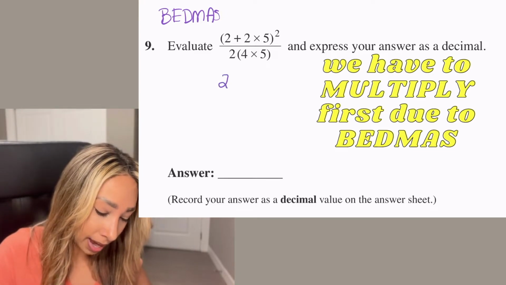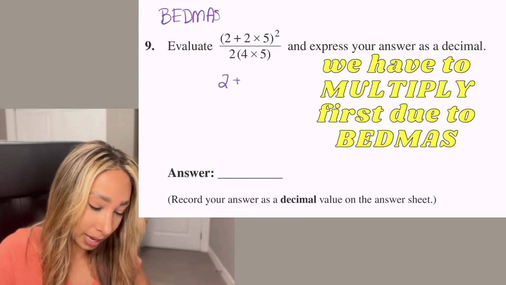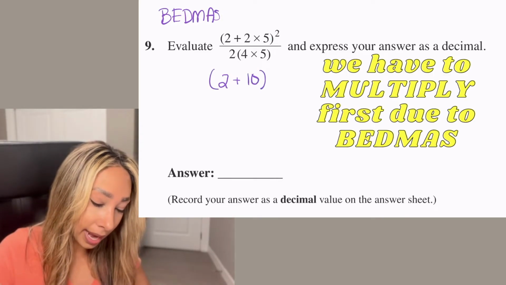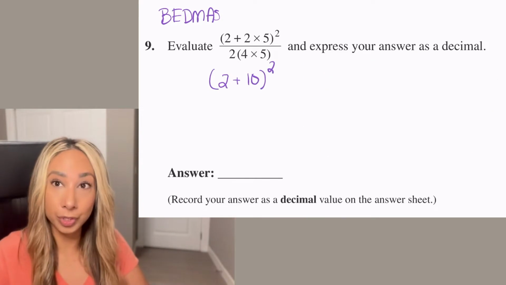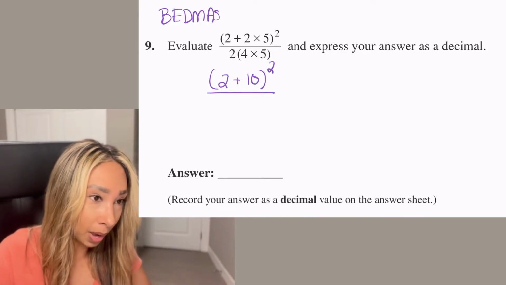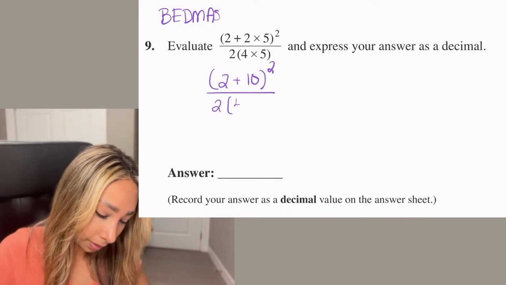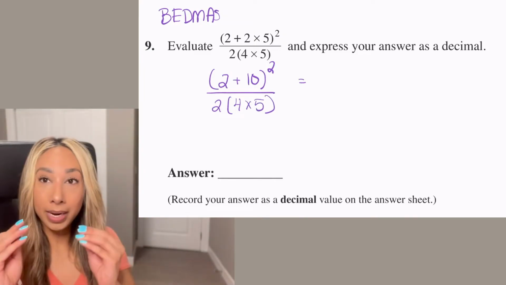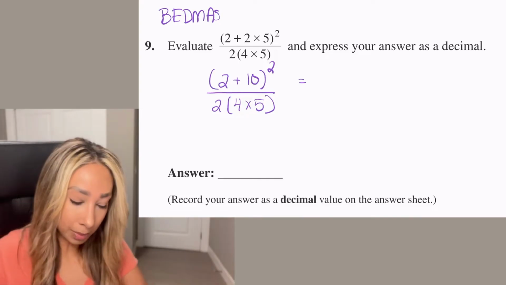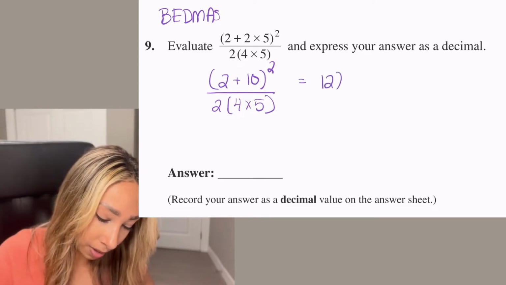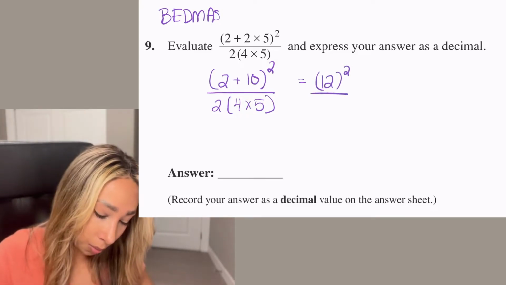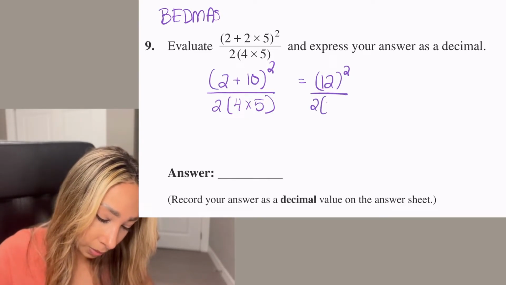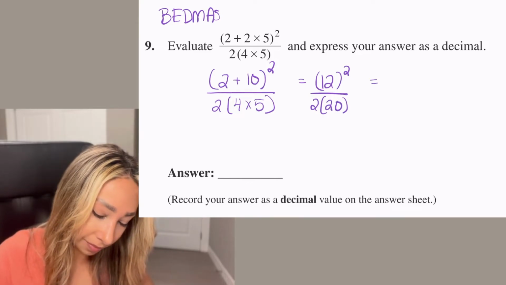So I'm going to write out everything. So 2 plus 2 times 5, well, that's going to give me 10. And everything is still raised to the exponent of 2. Rewrite everything on the bottom. And then now I can combine everything in the brackets at the top. So 2 plus 10 is going to give me 12 squared over 4 times 5, which is going to give me 20. Simplify that further.